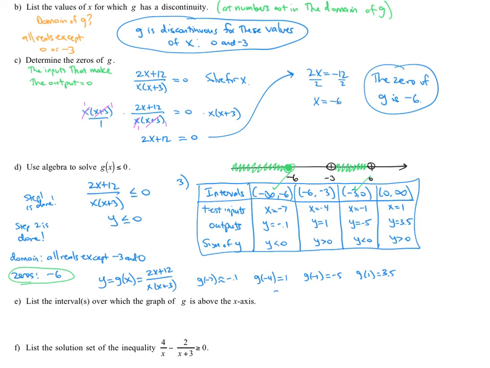So the solution set is the union of these two intervals. It's the interval from negative infinity to negative 6 with a square bracket on the negative 6, union that with the interval from negative 3 to 0 with round parentheses around those.